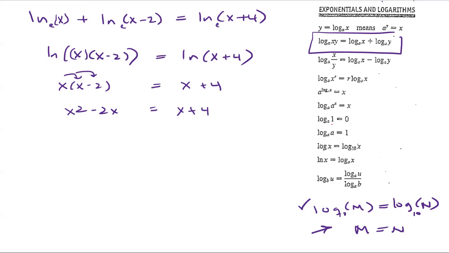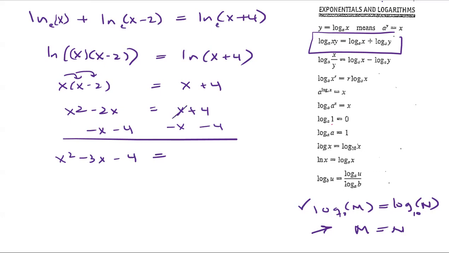And then I move everything to the left and then factor. So I'm going to subtract x and subtract 4. That's going to give us x squared minus 3x minus 4, and then these guys are just going to cancel, leaving us 0 on the right. And then we factor this, so we'll get x minus 4 times x plus 1 equals 0.